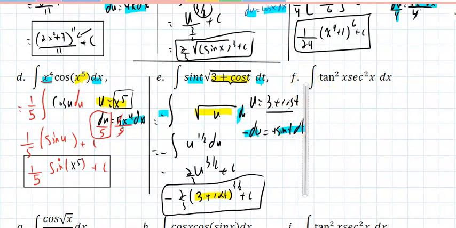Now here I have a couple of options. I could let u equal the inside of a power function. I could let u equal secant. Is the derivative tangent squared? It's not. So not the way to go. I could let u equal tangent. Is the derivative of tangent secant squared? It is. So that's the way to go.